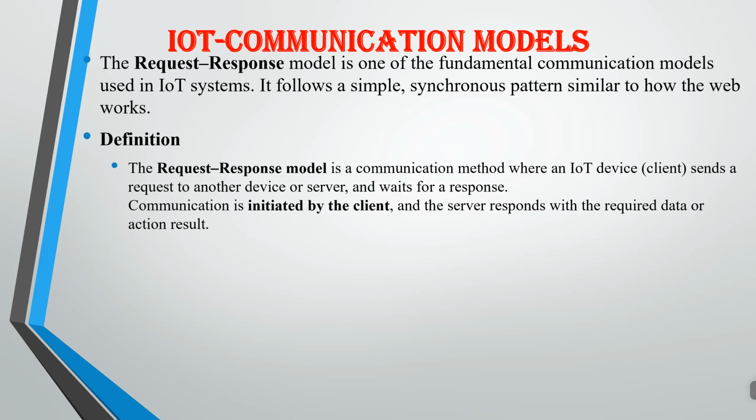So here the communication is initiated by the client, and for every initiation by the client, the server responds with the data or with the action result. In the case of the irrigation system, it sends data to the server. The server notifies that yes, there is a need of water, so it takes an action result. What is an action result? The server sends an action to switch on the pump so that the irrigation system can automatically start.